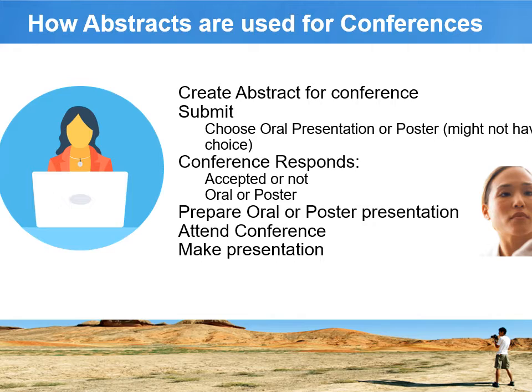So how are abstracts used in conferences? We talked about this a little bit, but there are two main types of presentations, and you'll see some variations of this. But there's an oral presentation as well as a poster, and sometimes you'll get to choose whether you want to submit specifically for one or the other. Sometimes you don't, and they'll assign you one. But there are a few differences obviously between the two.